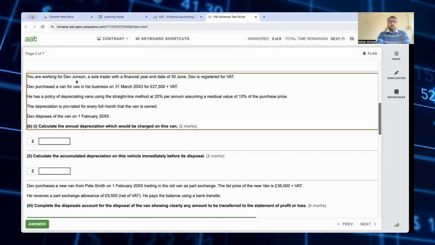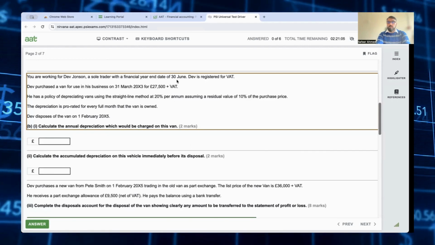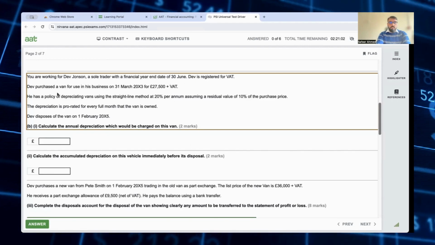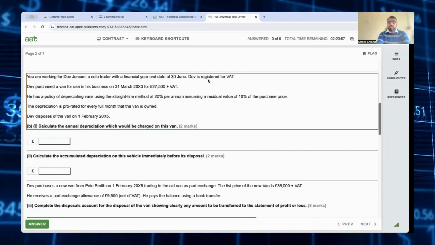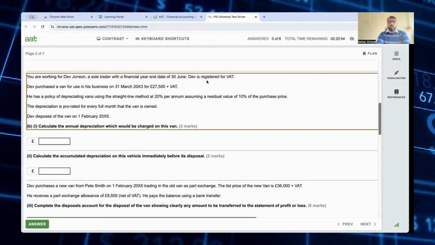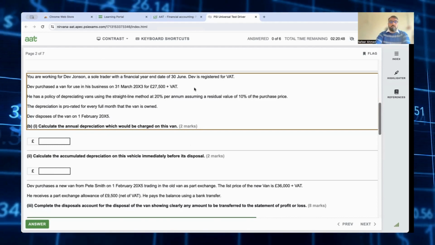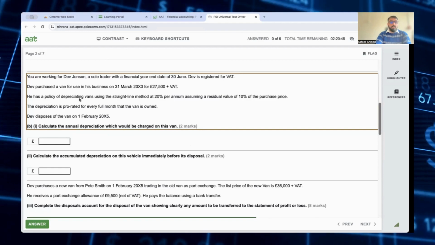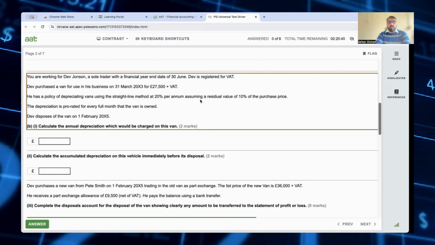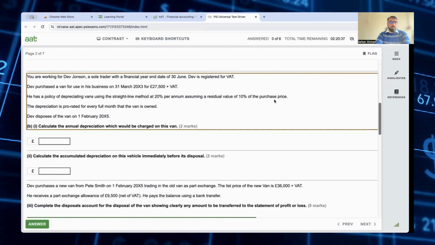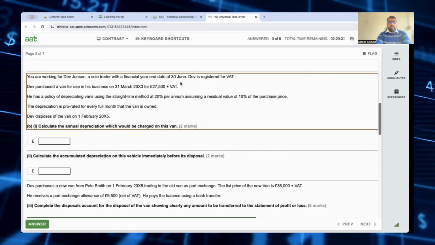So you are working for Dave Johnson, a sole trader with a financial year end date of 30th of June. Dave is registered for VAT, which means that VAT will not be included in the cost. What that means is, if a business is registered for VAT, they will be claiming that VAT back. So therefore, technically it did not cost them anything. There's a policy of depreciating vans using the straight line method at 20% per annum, assuming a residual value of 10% of the purchase price. The depreciation is prorated for every full month that the van is owned.